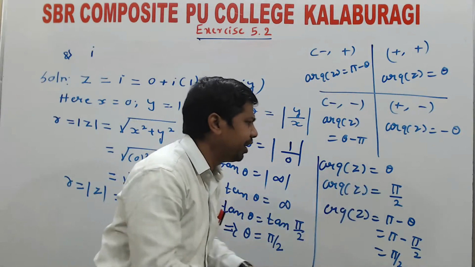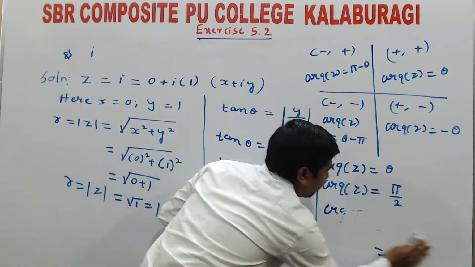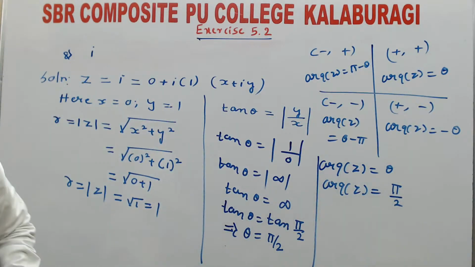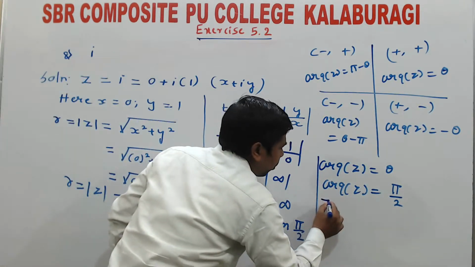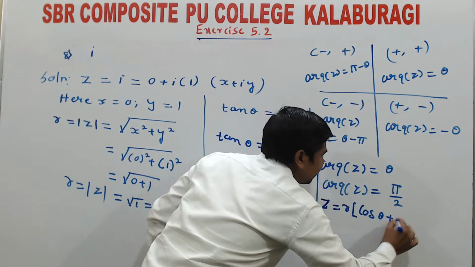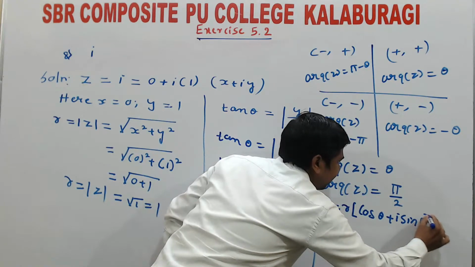Argument that is given by theta. So argument is equal to pi by 2. So this is what we got, modulus and theta. So the polar form of a complex number is given by r into cos theta plus i sin theta.